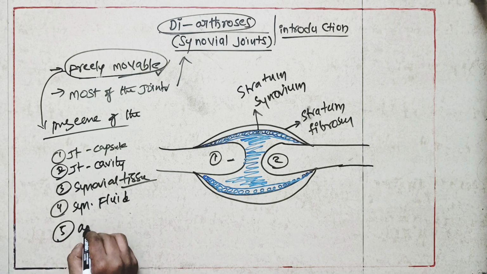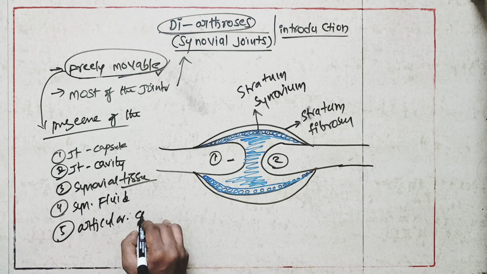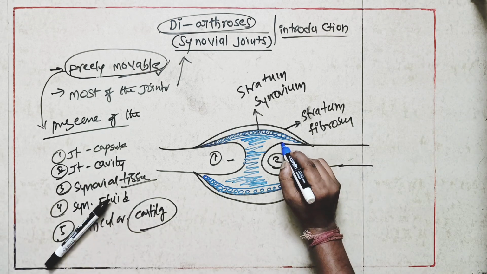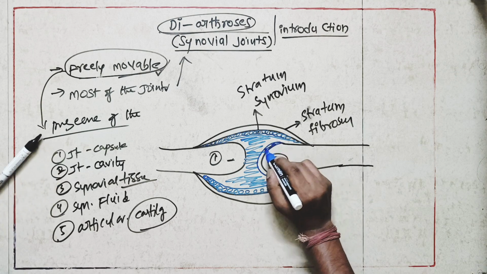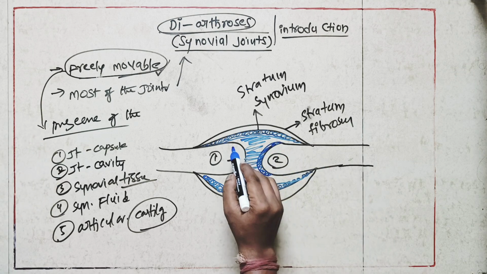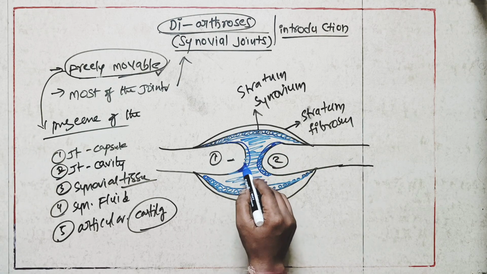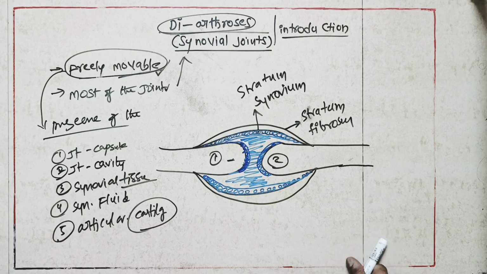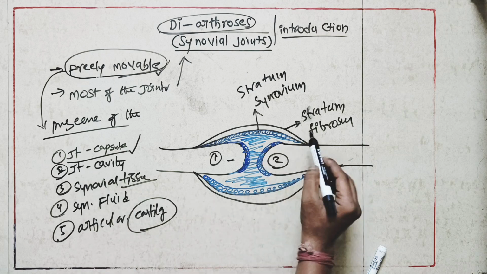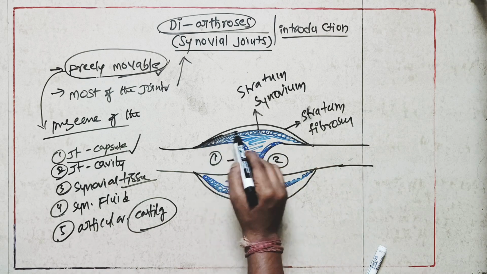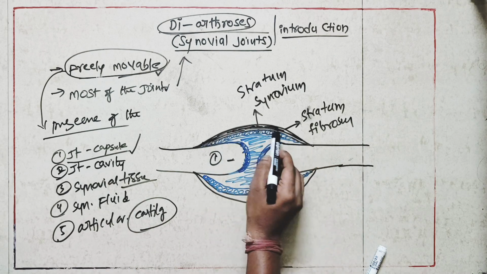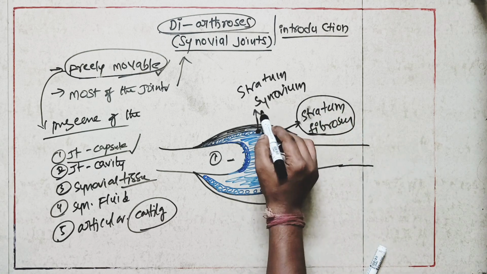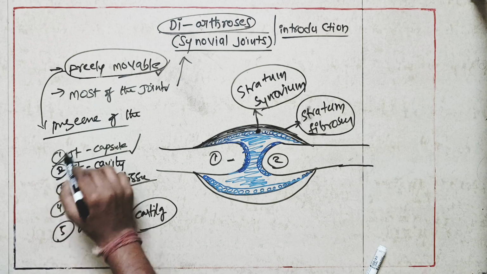Next, the fifth point, articular cartilage. Suppose this is our bone. Near the articulating surface we will have articular cartilage. Another name for this articular cartilage is hyaline articular cartilage. Because of the presence of the first one, the joint capsule will have two layers. The outer layer of the joint capsule is stratum fibrosum, and the inner layer is stratum synovium.